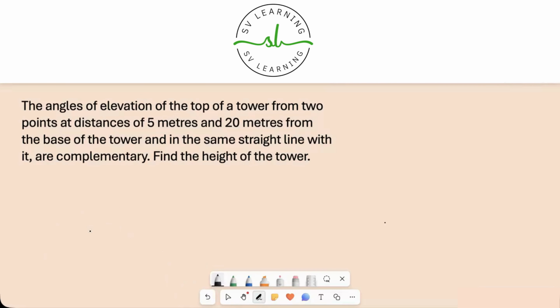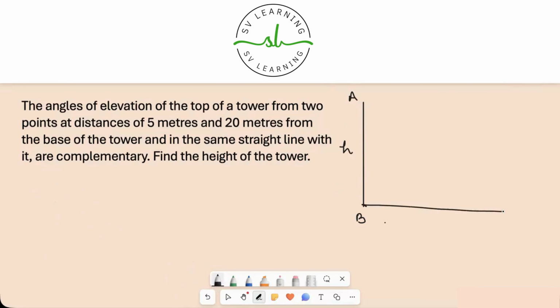Hello, children. This heights and distances question from grade 10 trigonometry is basically involving the complementary angles. So let us first understand the question. The angles of elevation of the top of a tower. So let's say this is a tower AB and mentioning the height of the tower to be H.